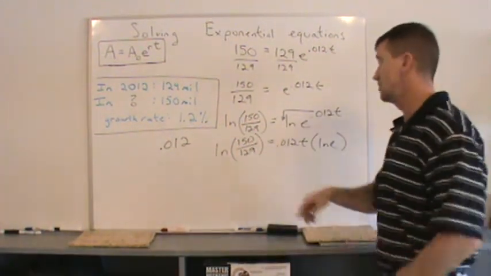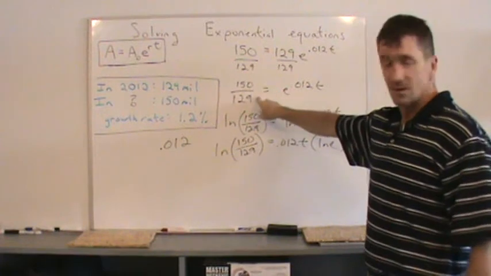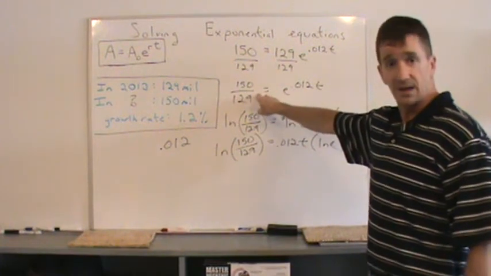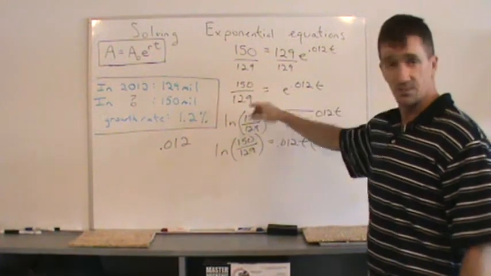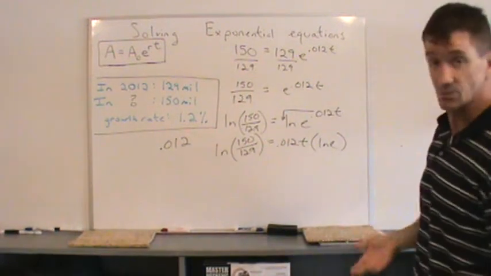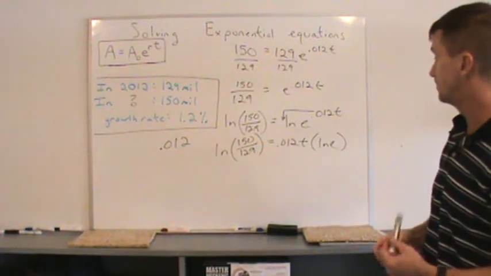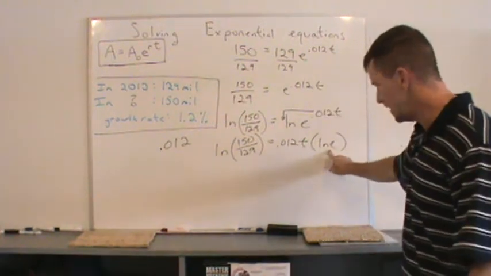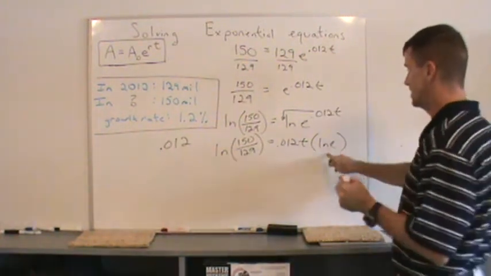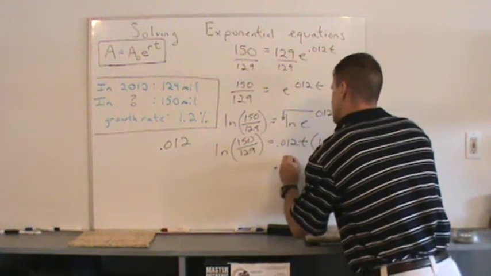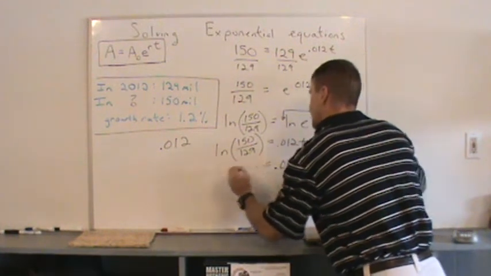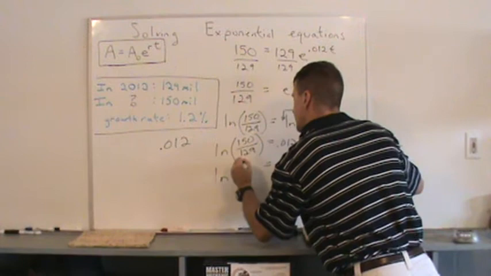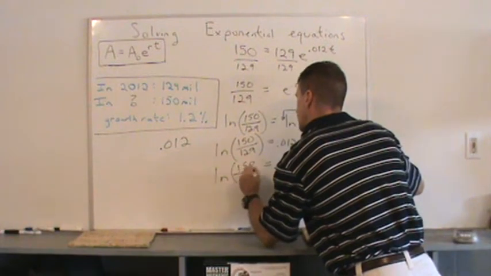Now, I want to be careful too as you're going through this. Don't round that number. If you hit that and find that in the calculator and you round that decimal, it can really round off the final answer. So that's why I'm writing it as 150 over 129. Now the natural log of e is a 1 because this base right here is an e. So this ln of e is 1. I can just take that off. And I have ln of 150 over 129.